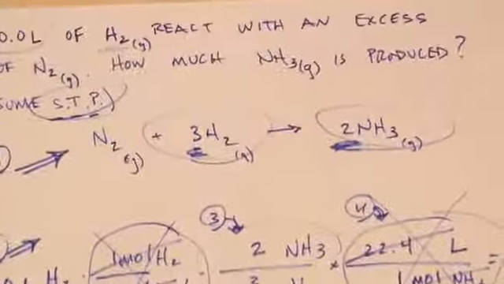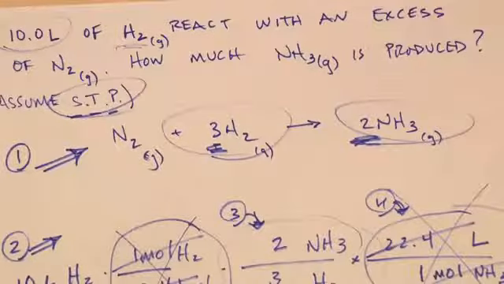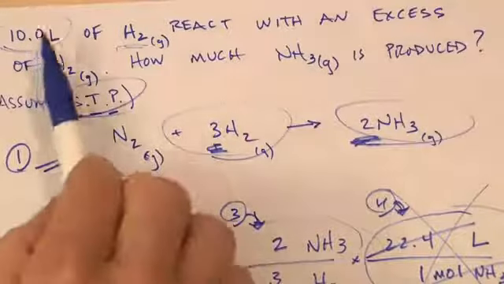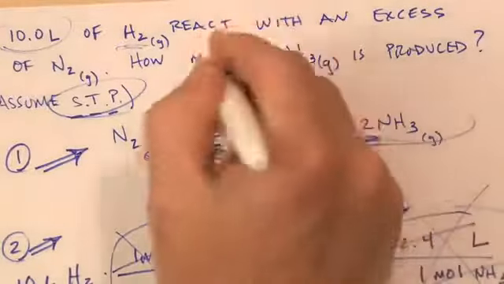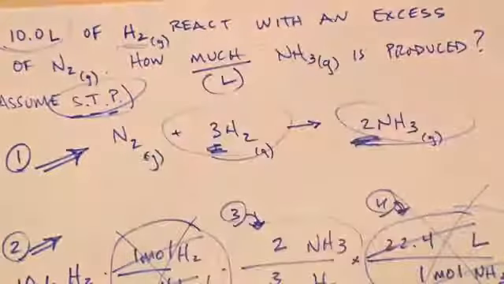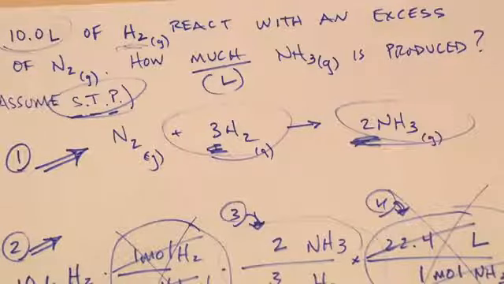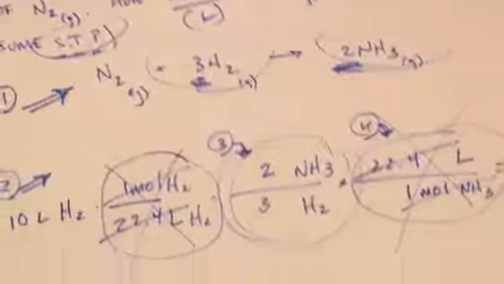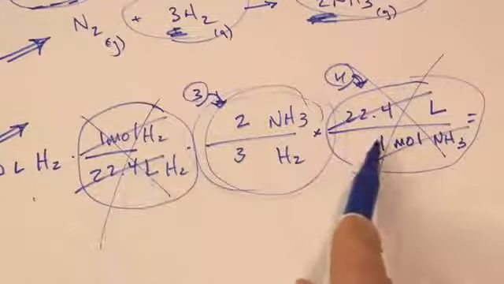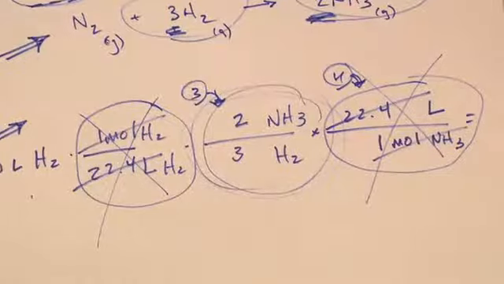So if you ever see a problem, and you've seen several of them in your homework already, where there's a volume given and they're asking for a volume in the end, here they're asking how much, in this case liters, of NH3 is produced, well, then just jump right away to the mole-to-mole ratio, because you can assume that these two cancel out as long as the conditions remain the same.